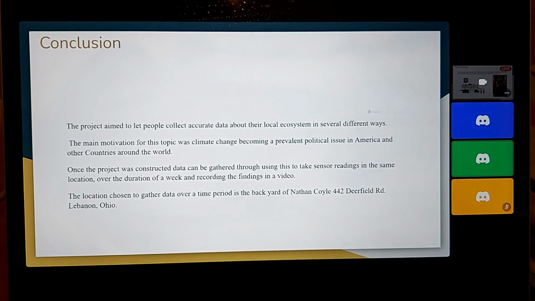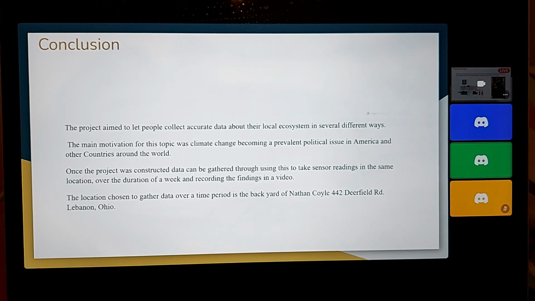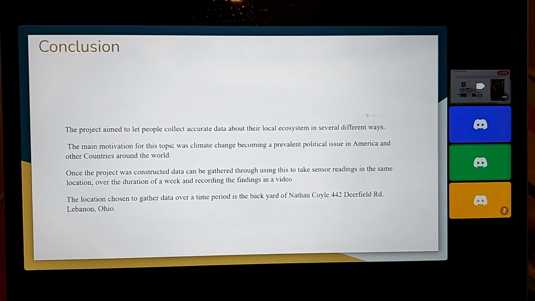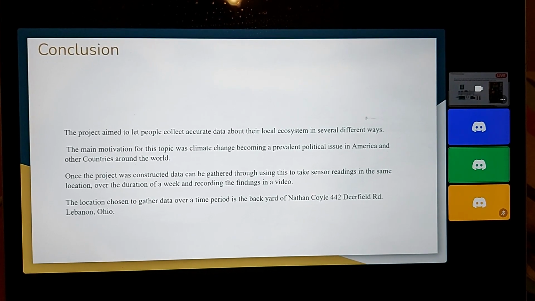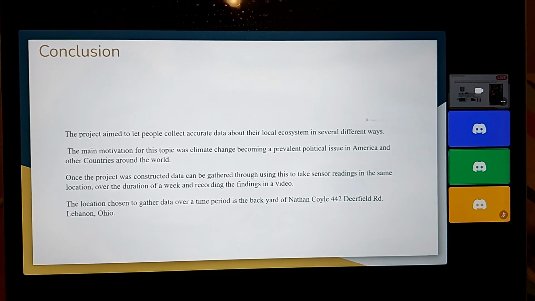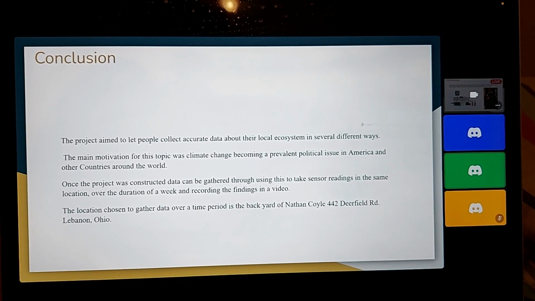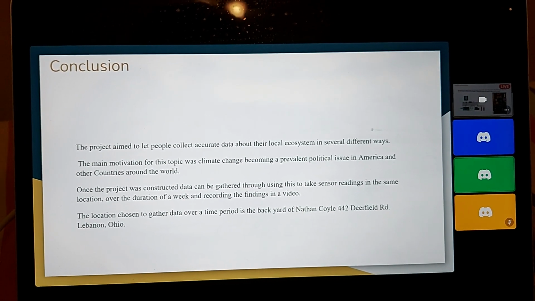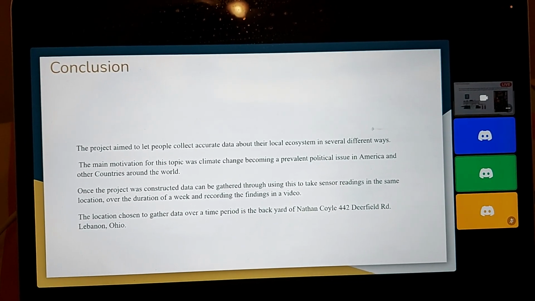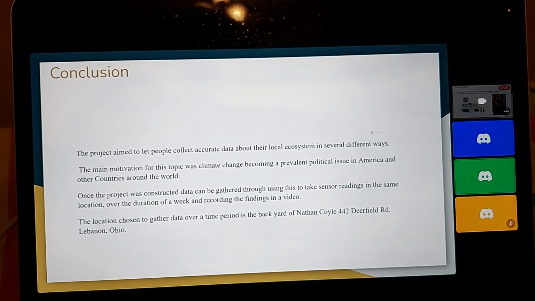So in conclusion, the project is just aimed at letting people interact with an embedded system that shows how to collect environmental readings and show how climate change is pretty much in every environment and around the world. We are choosing to take the measurements once the semester is over in my house just to test the system and maybe add a few of the other sensors.